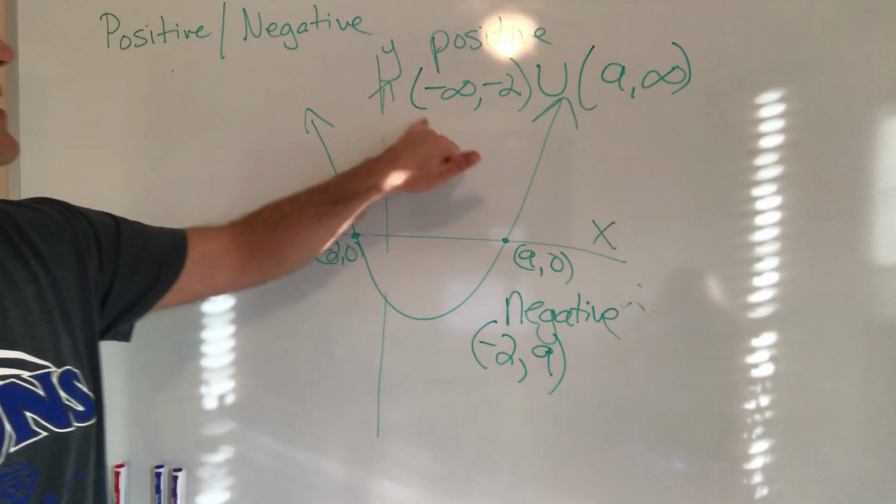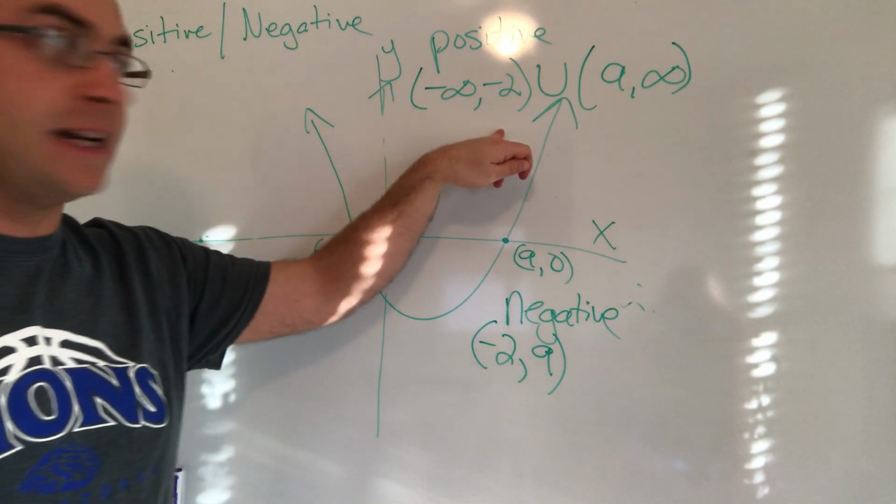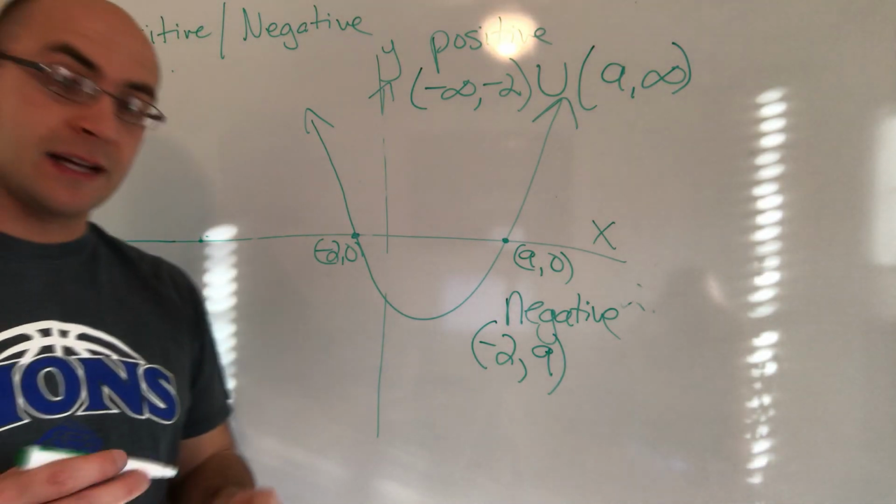All right, so this function is positive in 2 different sections. It's positive from negative infinity to negative 2, and from 9 to positive infinity. So hopefully you got that right.